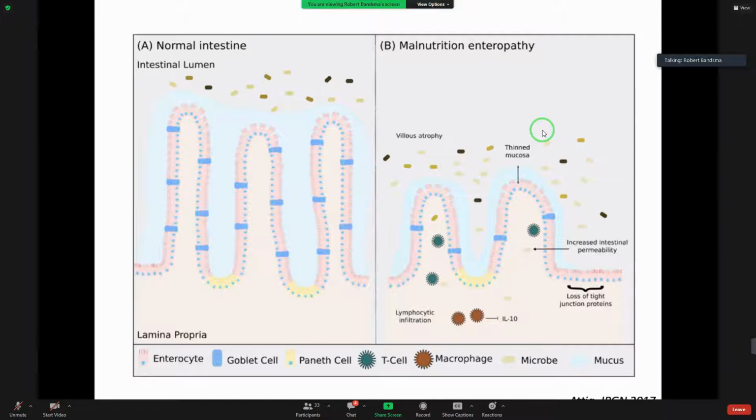Another aspect is inflammation, which is characterized here by infiltration with T cells and macrophages. What you have is increased permeability, so you get a leaky gut. These intestinal cells are kept together by tight junction proteins, so they form a seal, but that seal is disrupted in environmental enteropathy.